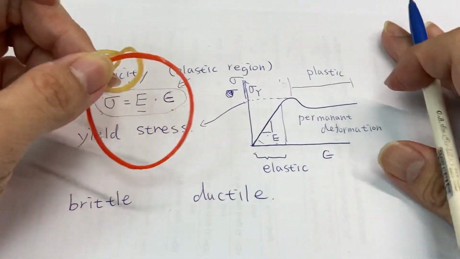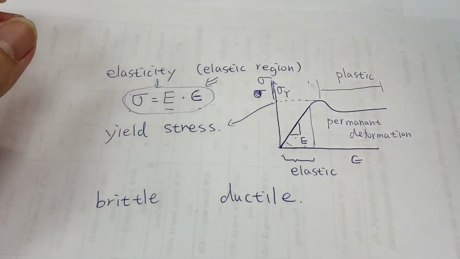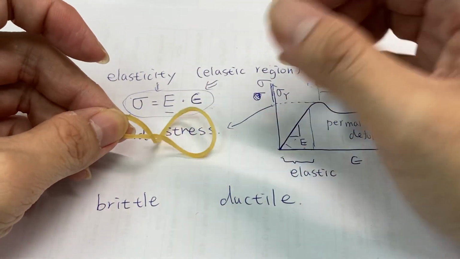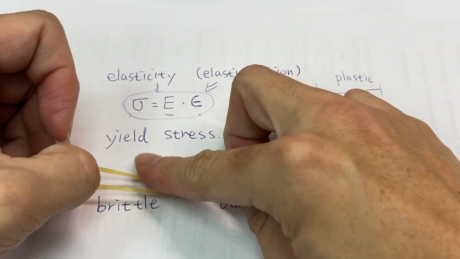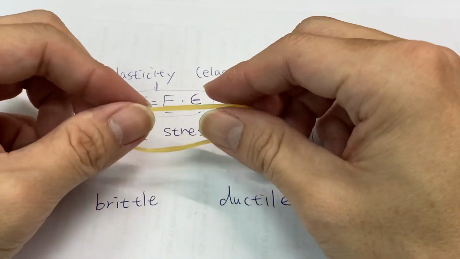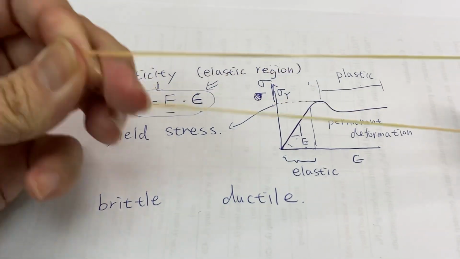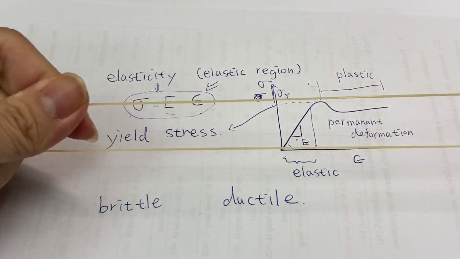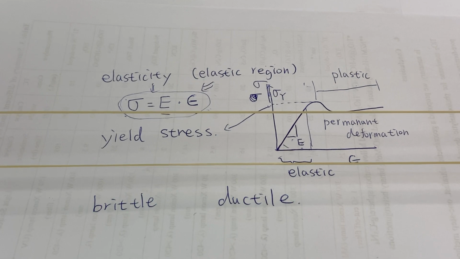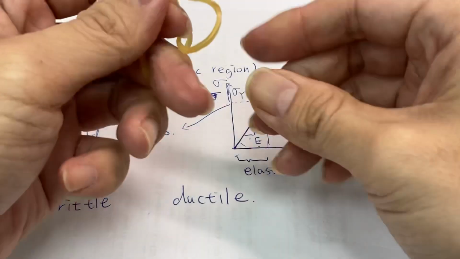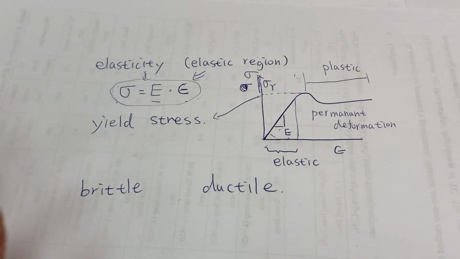So what is permanent deformation and the yield stress? I have to sacrifice one rubber band. If I apply a very large stress on this rubber band and pass its yield stress, it never bounces back again. But it's very difficult. This is a very bad example. I should choose a much easier rubber band.